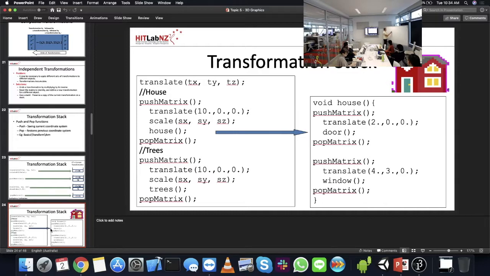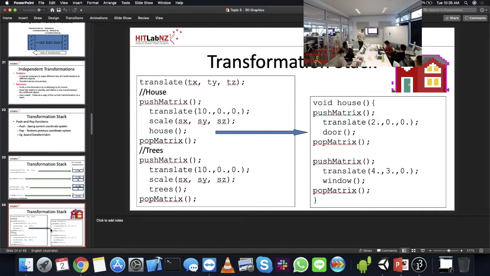So for objects that shouldn't be related to each other, we should always call push and pop before and after we draw them to separate them out logistically. So I would call push matrix, draw my door, and then pop matrix, and then I would move and draw my window, calling push matrix, draw my window, pop matrix. That way, if I want to move my door over here, the window is actually separate from the door logistically. After I've drawn my door, I return back to where we were before I did any of that moving.